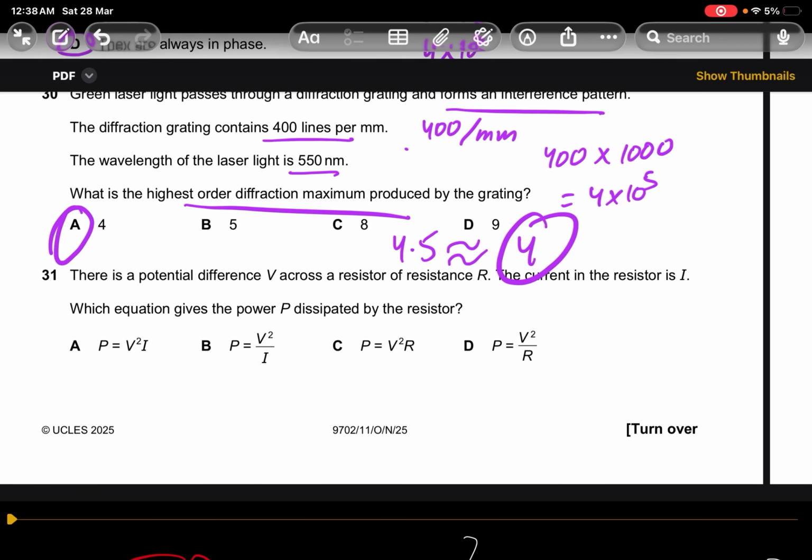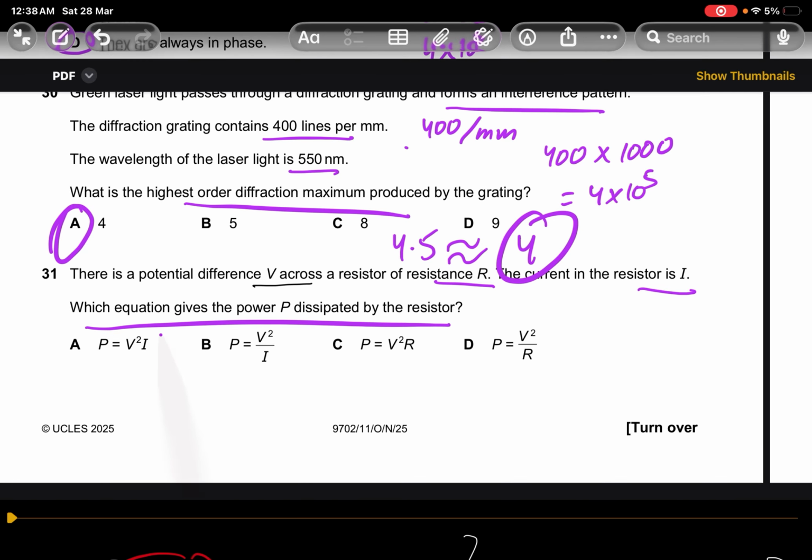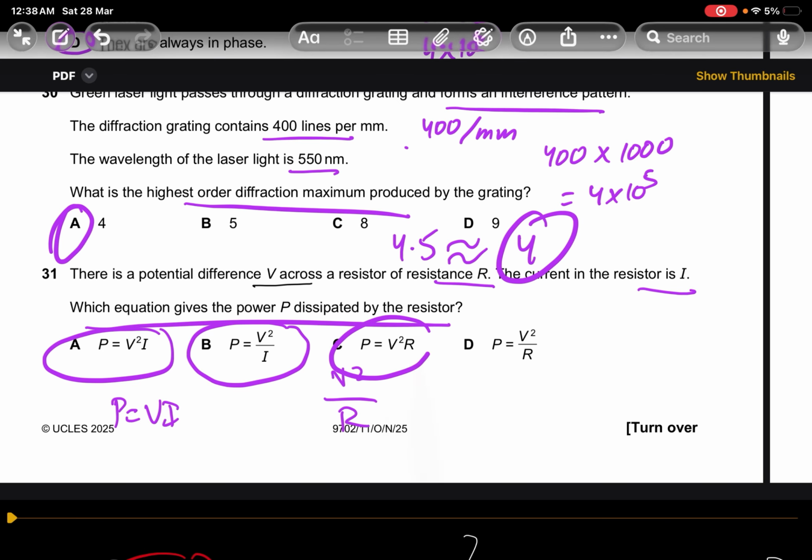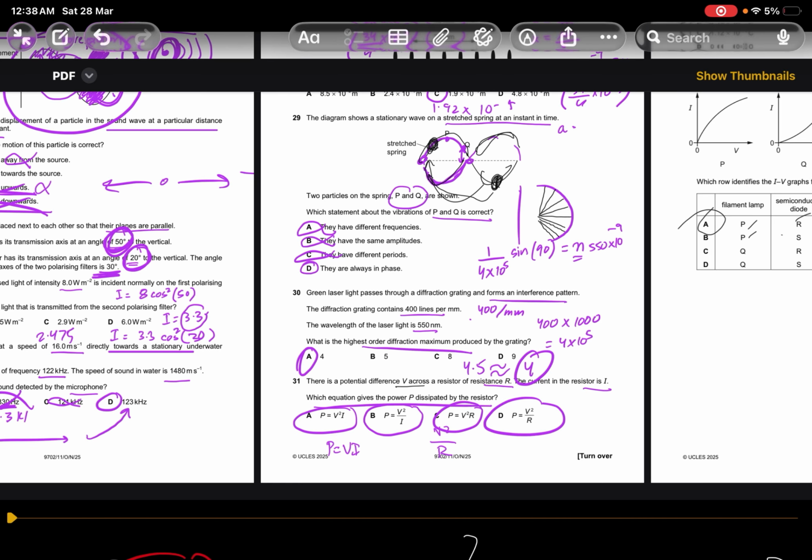There's a potential difference V across a resistor of resistance R. The current is I. Which equation gives the power dissipated in the resistor? This is an incorrect equation because P equals VI. This is also incorrect. You know it's V squared upon R. This is also incorrect. This equation is correct. P equals V squared upon R. I guess that's theory we've studied.